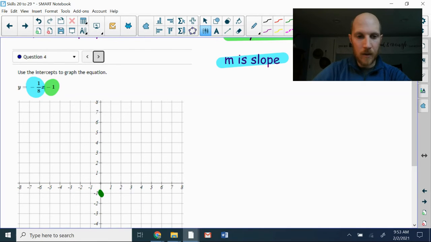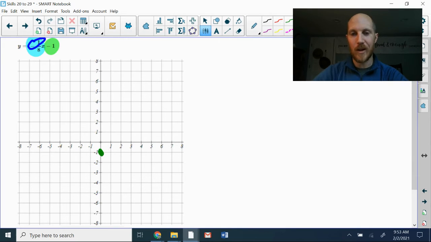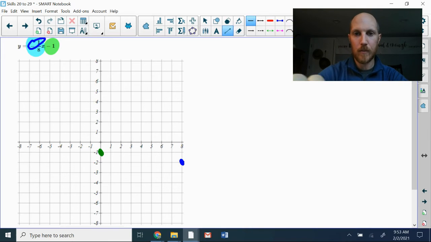And then from that point, I'm going to use the slope. I'm going to count the rise and the run to get my next point. So the negative, I'm going to include that as part of the top number of my fraction. So -1 means I'm going to go down 1 space from that green dot. And then the 8 is going to be the run. So run always means going towards the right. So I'm going to go down 1 space and then 1, 2, 3, 4, 5, 6, 7, 8 spaces over. That's my next point. And then I can draw a line.